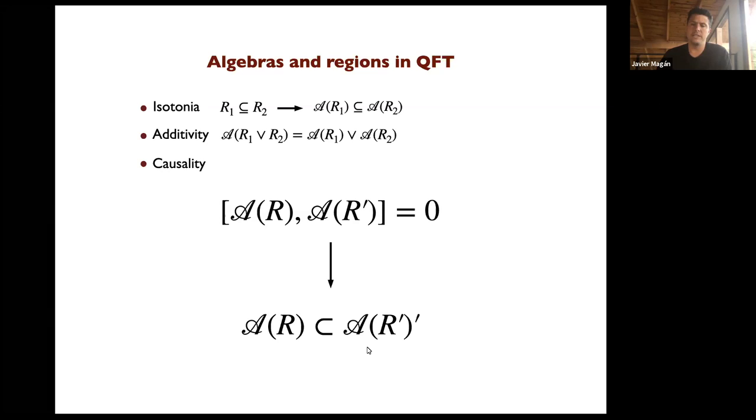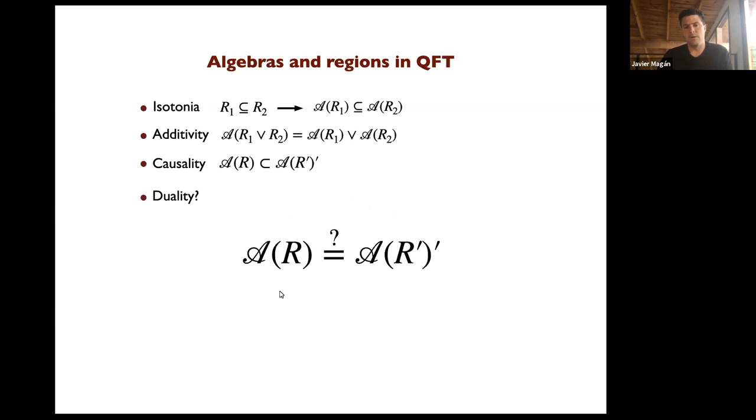The final property arises when we ask whether this inclusion is saturated or not. This saturation might be a natural property to expect for sufficiently complete theories.